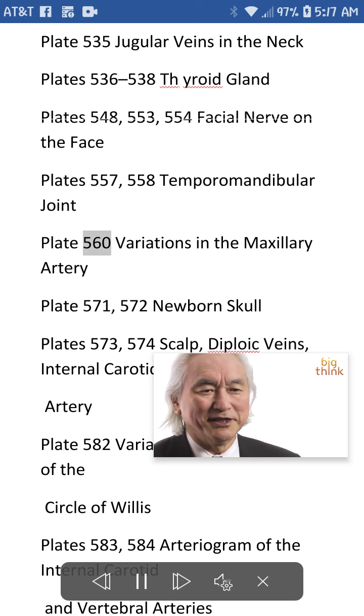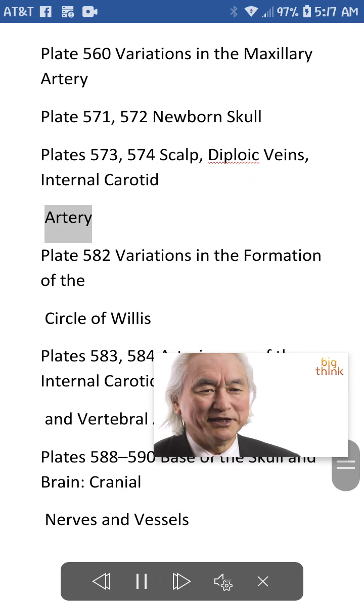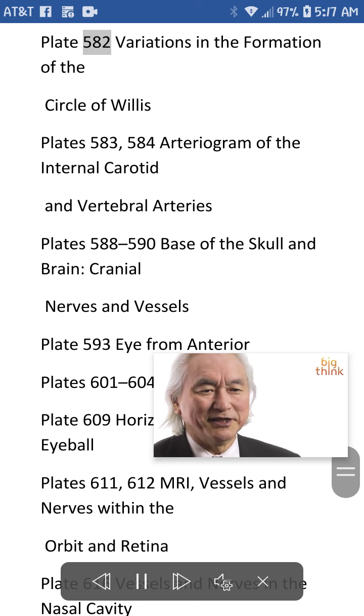Plate 560 variations in the maxillary artery. Plates 571, 572 newborn skull. Plates 573, 574 scalp, diploic veins, internal carotid artery. Plate 582 variations in the formation of the circle of Willis. Plates 583, 584 arteriogram of the internal carotid and vertebral arteries.